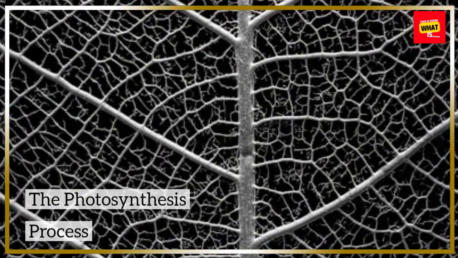The photosynthesis process. Photosynthesis occurs in two main stages: the light-dependent reactions and the light-independent reactions, the Calvin cycle. The light-dependent reactions take place in the thylakoid membranes of the chloroplasts and involve the absorption of light, the splitting of water molecules, and the production of energy-rich molecules like ATP and NADPH. These molecules are then used in the Calvin cycle, which occurs in the stroma of the chloroplasts, to fix carbon dioxide into glucose.